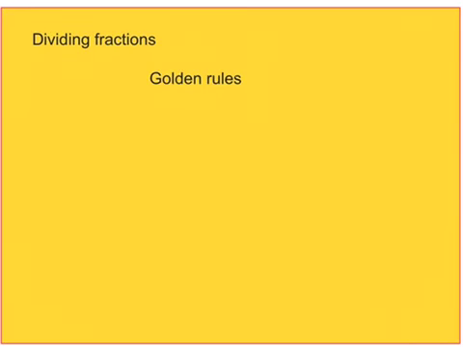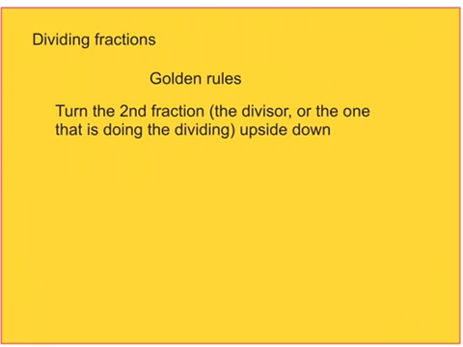So the golden rules that we need to remember when we are dividing by fractions: turn the second fraction, the real name is the divisor, or the one that's doing the dividing, upside down. Multiply the fractions, and then simplify your answer if you need to.